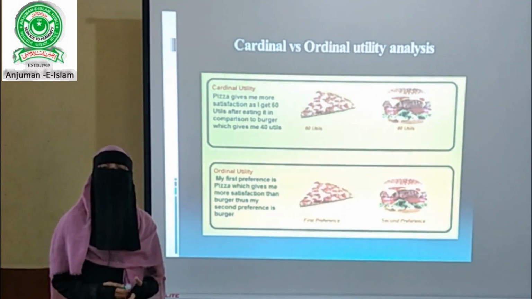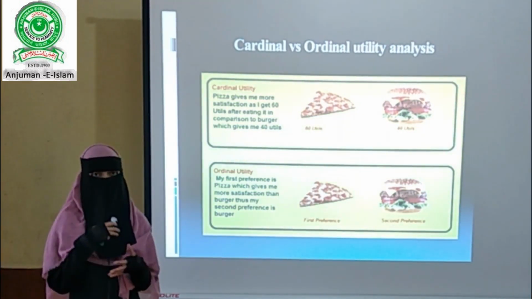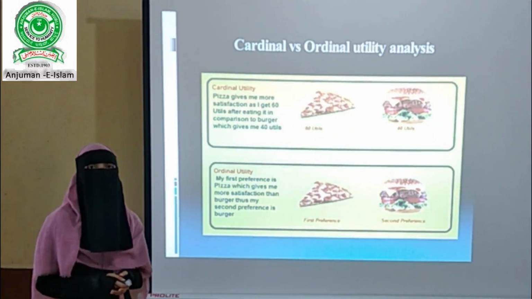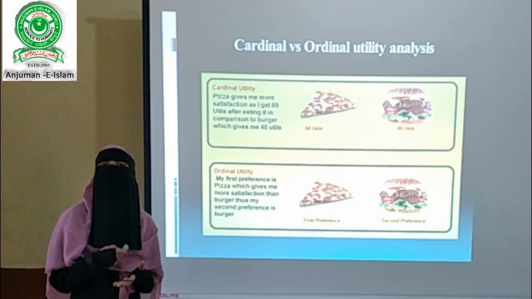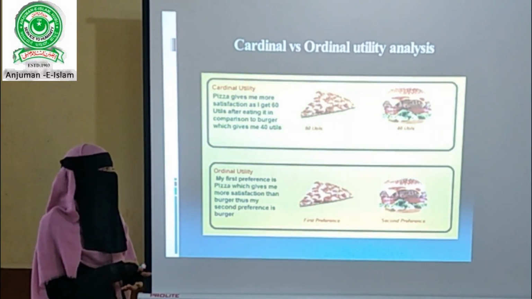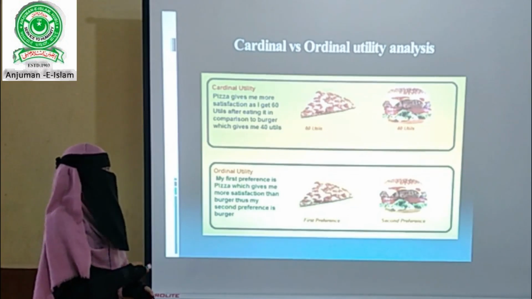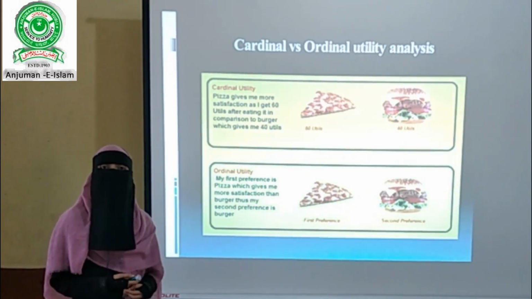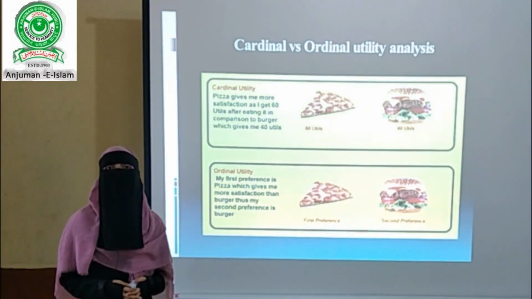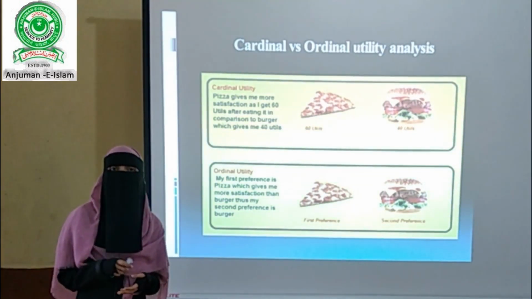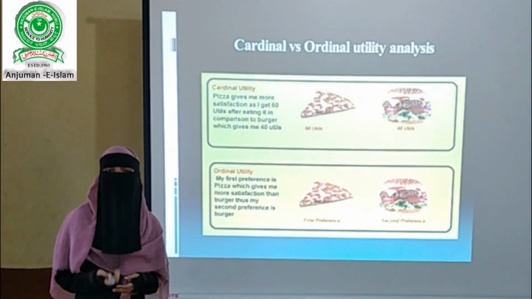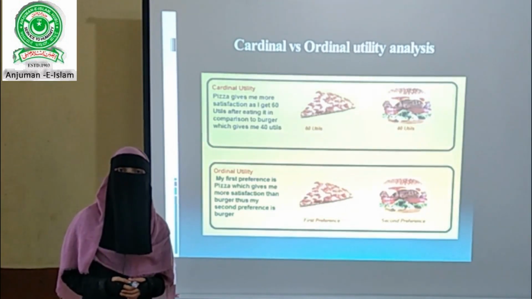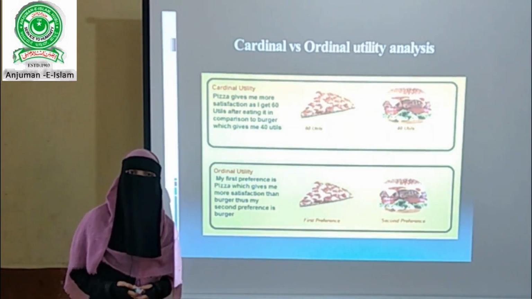In spite of that, we say consumption of pizza will give me a higher level of satisfaction, whereas consumption of burger will give me a lower level of satisfaction. My first preference is for pizza, then my second preference is for burger, because pizza gives me a higher level of satisfaction and burger gives me a lower level. So this is my choice, and I make my choice on the basis of my satisfaction level. Dear students, this forms the starting point of today's new concept, that is ordinal utility analysis.